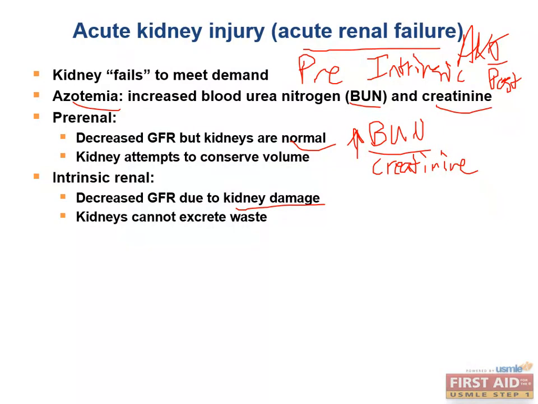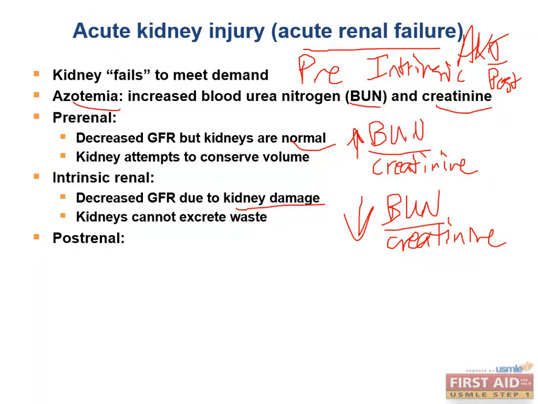However, BUN is normally reabsorbed in greater quantities than creatinine is secreted. So, what that means is that intrinsic renal damage actually leads to a decrease in the BUN to creatinine ratio, because BUN reabsorption has a larger impairment than creatinine secretion.